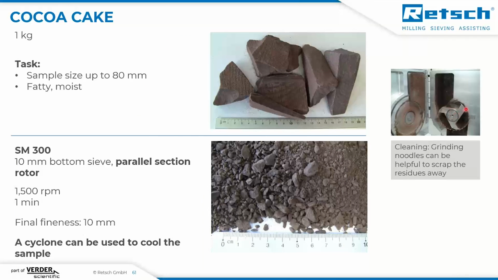That's this one over here with the 3 blades. And yeah, this worked fine. In just 1 minute, we were able to crush 1 kg of the large sample to a fineness of 10 millimeter. And the cyclone can also be used to cool the sample.